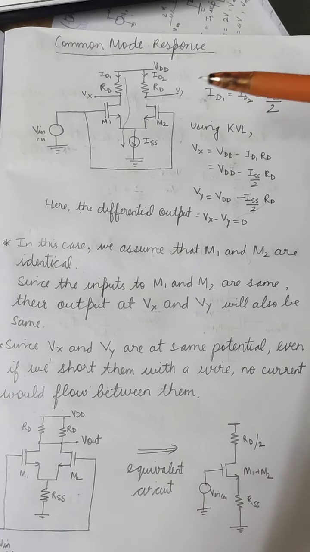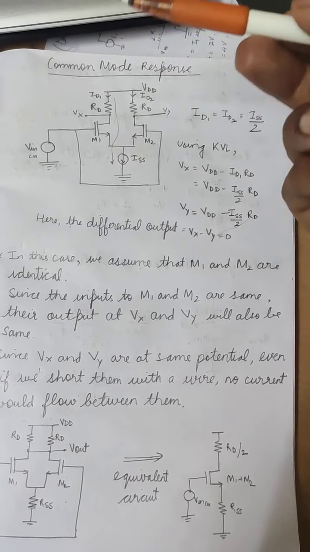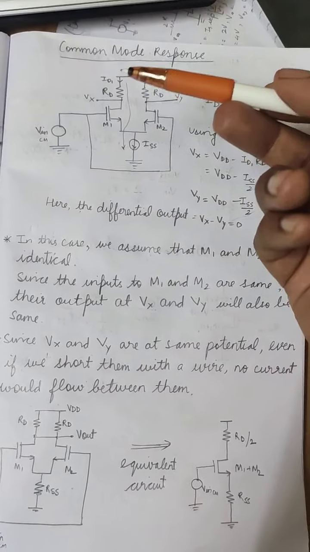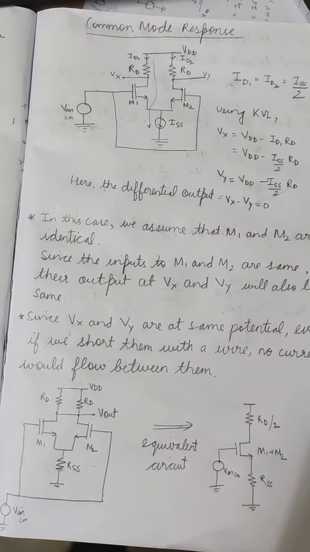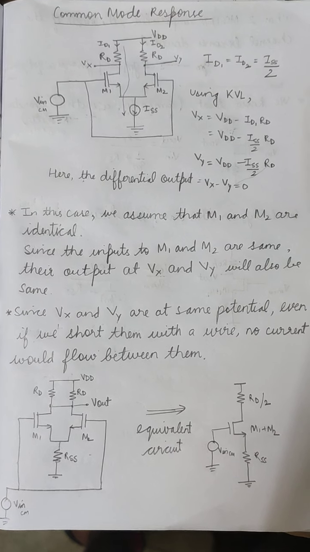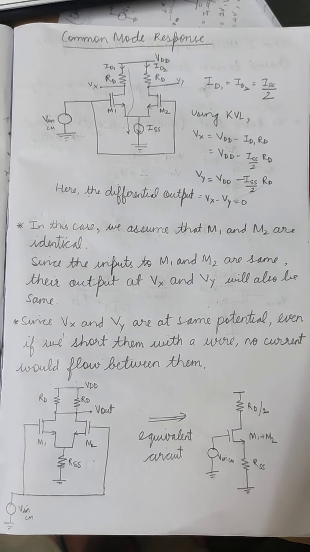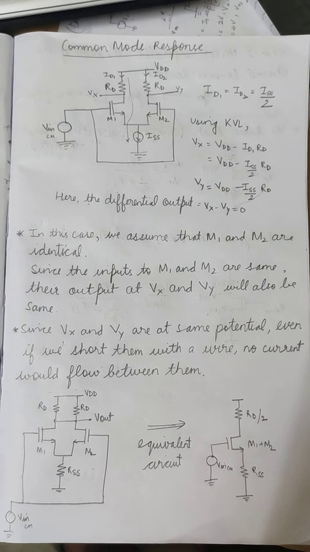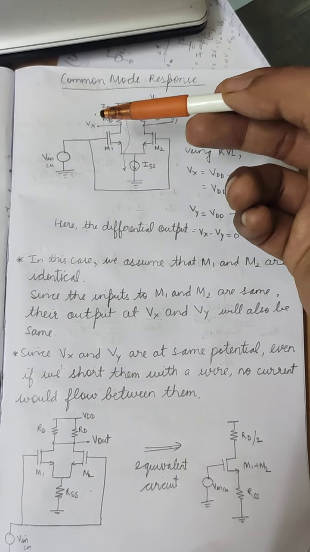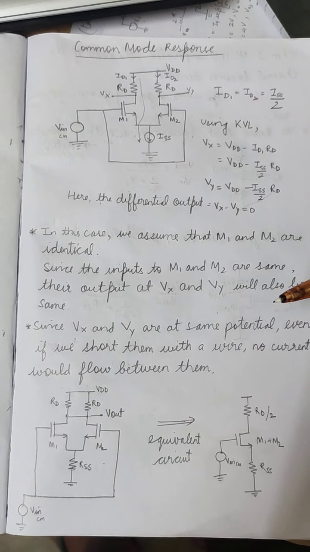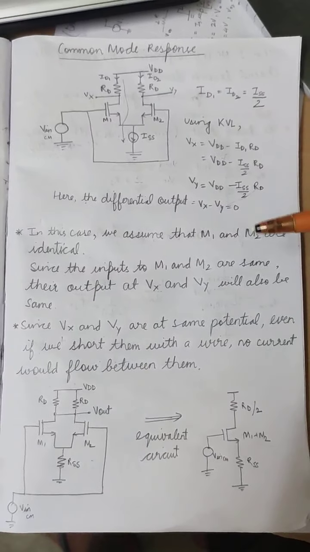It's very obvious that since both the inputs are the same, the outputs will also be the same, and if the outputs are the same, the differential output is 0, because the differential output is the difference between the two outputs, right? In this case we assume that M1 and M2 are identical. Since the inputs to M1 and M2 are the same, their outputs at Vx and Vy will also be the same. So the differential output will be 0, right? This is what we got.